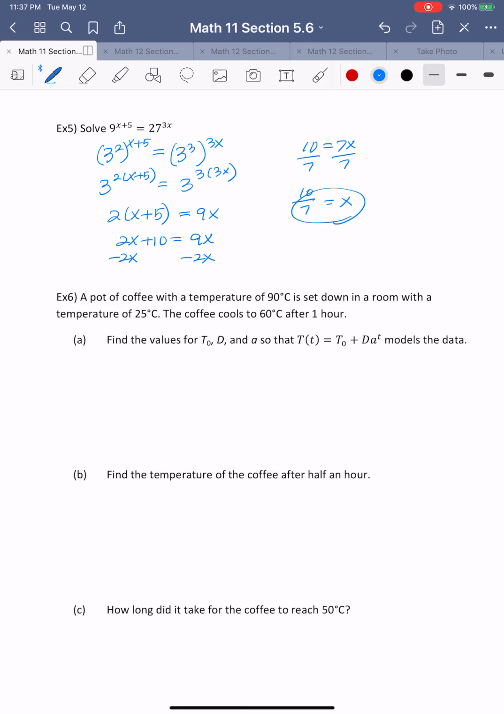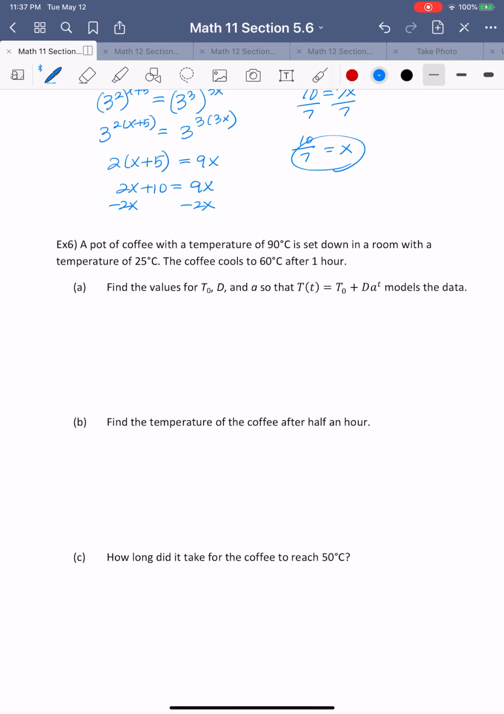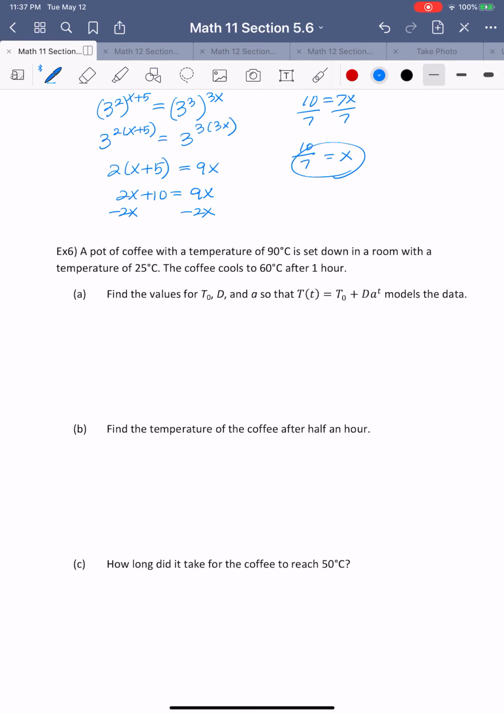All right. Now, let's look at example 6. A pot of coffee with a temperature of 90 degrees is set down in a room with a temperature of 25 degrees. The coffee cools to 60 degrees after 1 hour. Find the values of T sub 0, D, and A, so that T(t) equals T sub 0 plus D times A to the t is a model of the data.